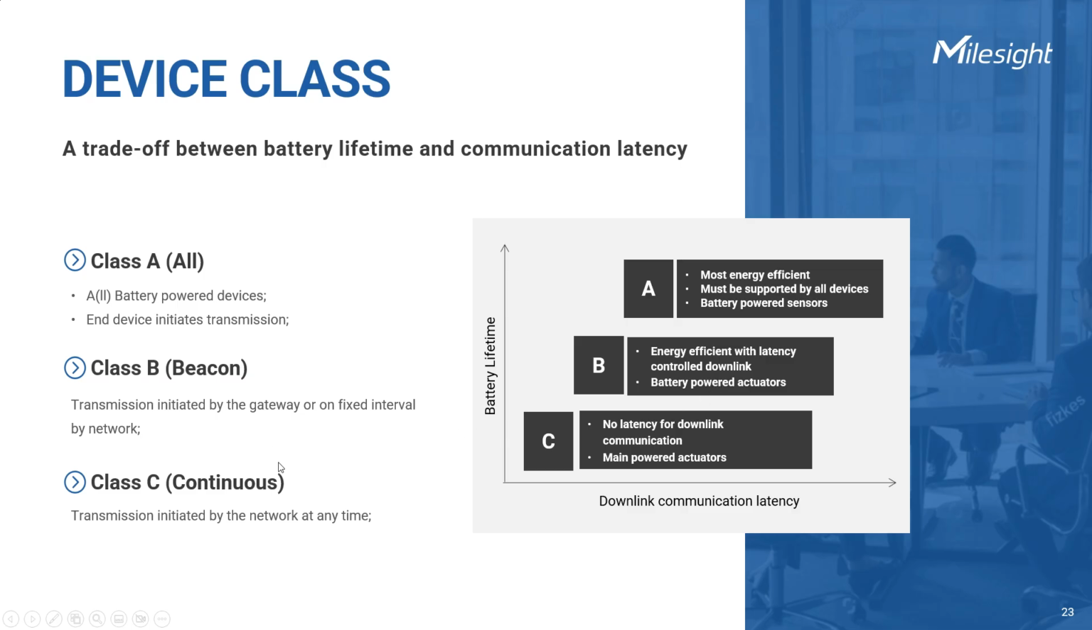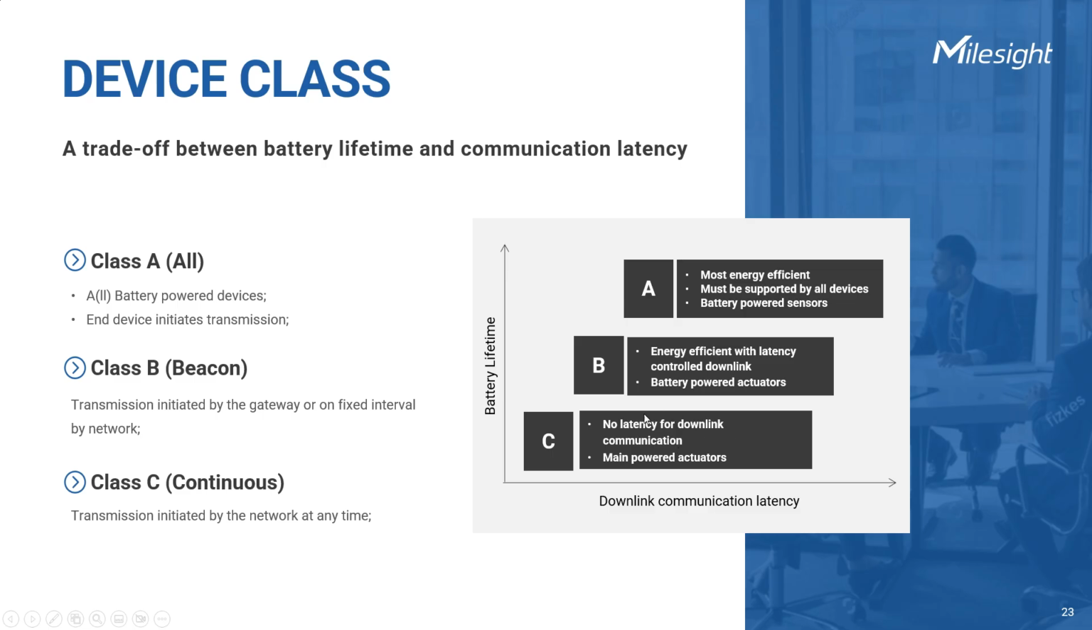And then finally, Class C. It stands for continuous downlink. It means that the end device is continuously listening for downlink messages, and this allows the network to send a message to the end device at any time. These devices just work and don't sleep, so they use more power and are often mains powered.